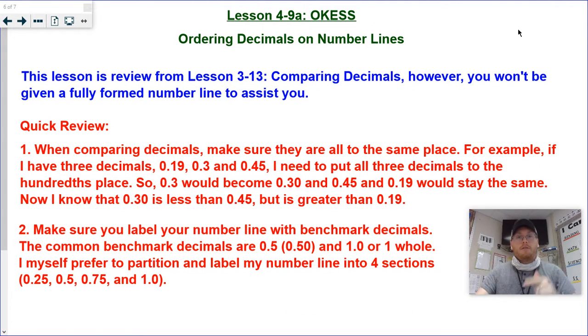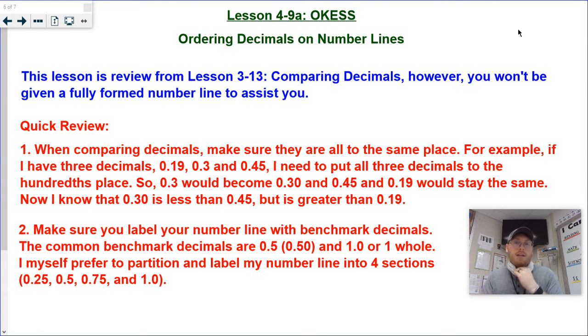All right, so lesson 4-9A in our Oklahoma Essentials workbook, ordering decimals on number lines. We kind of did this on lesson 3-13 when we were comparing decimals. However, in this lesson, they're not going to provide us with a lot of fully formed number lines. We have to actually create our own number lines for this lesson. So, some quick reviews about ordering decimals on number lines.